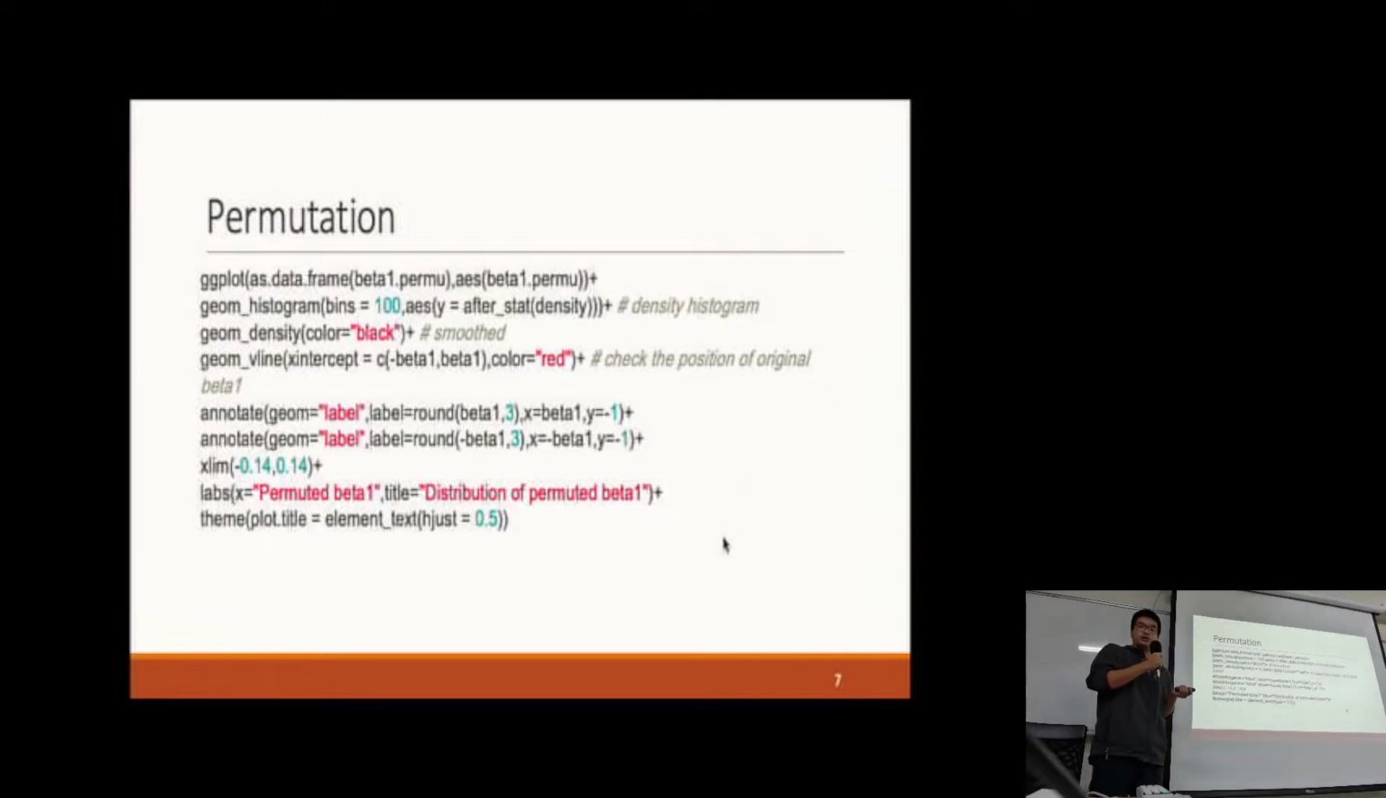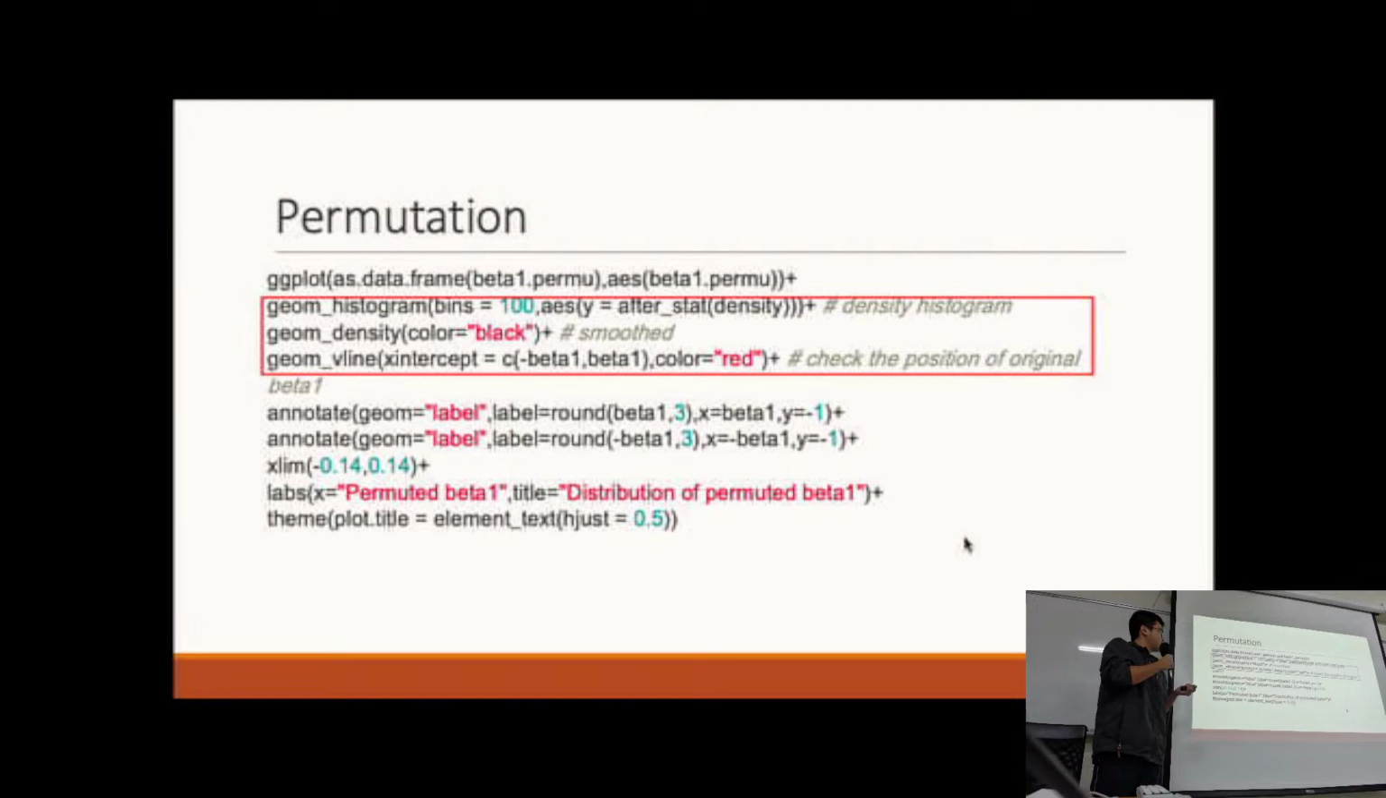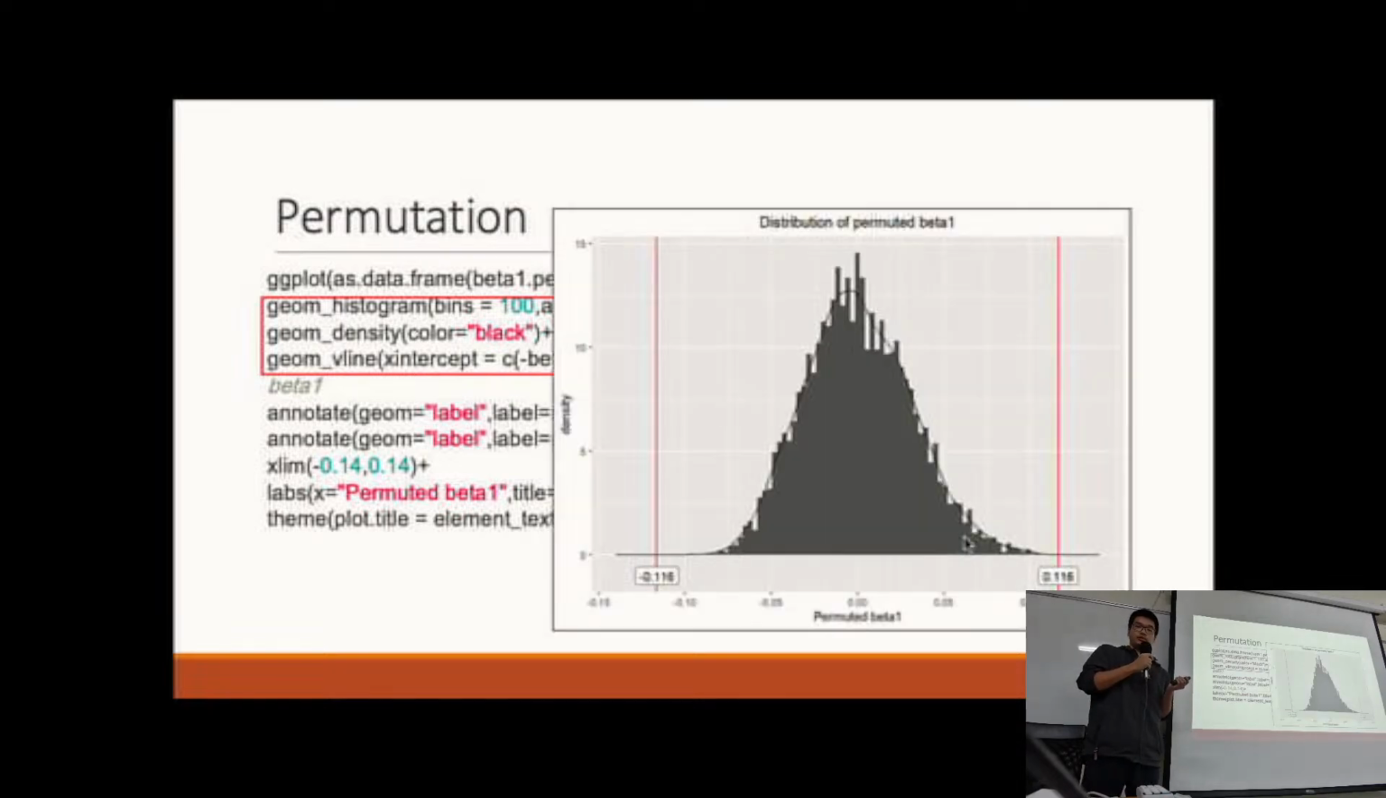To visualize the distribution of the permutation, I use the ggplot function. The three main functions I use there are geom_histogram to make a density histogram, geom_density to make a smooth density line, and also geom_vline to create a vertical line and check the position of the original data, beta 1. And the result is like this.